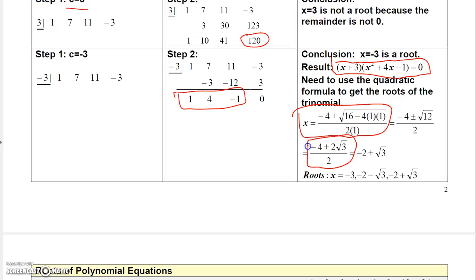over 2, which can be simplified to negative 2 plus or minus square root of 3. So this first factor tells me that x equals negative 3, and then the other two factors are these two irrational factors, minus 2 minus square root of 3 and minus 2 plus square root of 3.